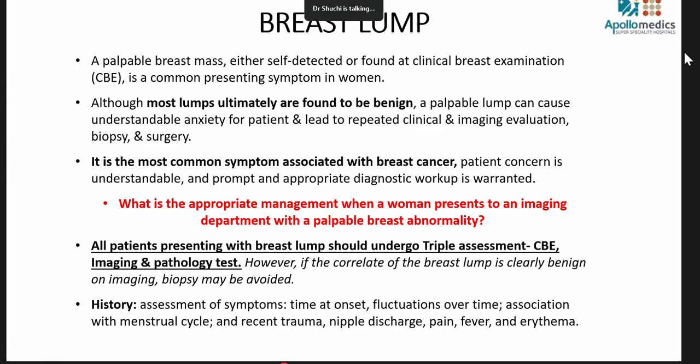Next most common complaint, first was mastalgia. We saw what we are supposed to do, the common causes for it. Next is breast lump. A breast lump, what is it? A palpable breast mass. Either the patient self-detected it or it was found on clinical breast examination.